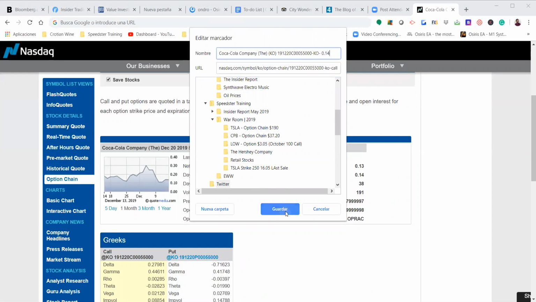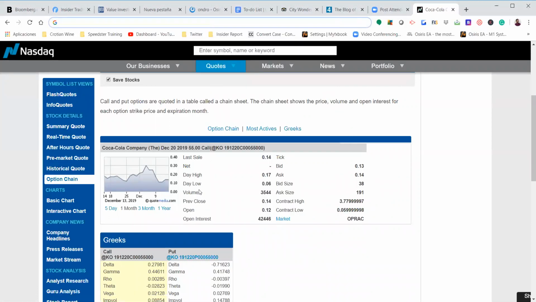14 cents. I'm saving this information. Do you see the day low? 6 cents. Yes. The day high? 17 cents. Someone made 100%. And the spread is 13 by 14. It's only 1 cent. So someone made 100%. Yes, sir. So this is definitely here.